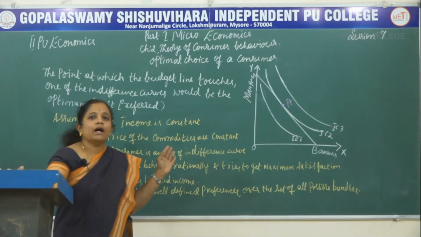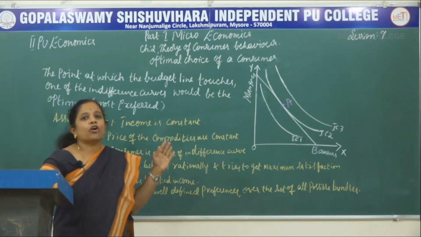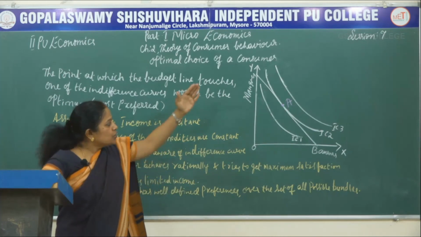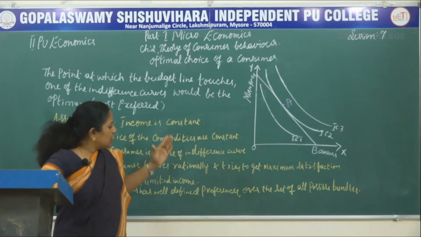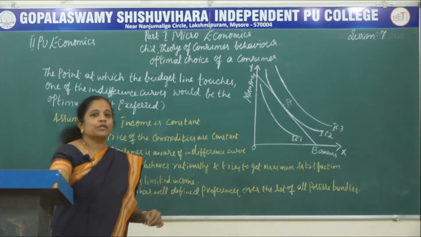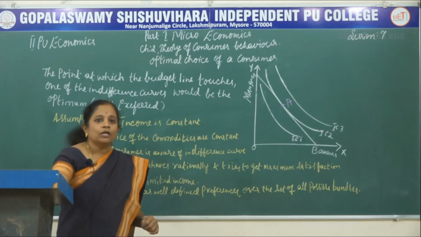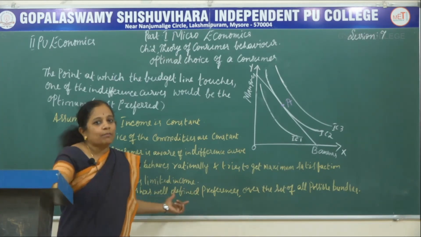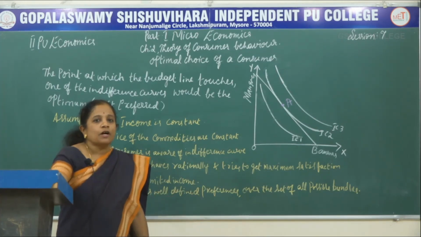A question will be asked to you: explain the optimal choice of the consumer with the help of a diagram. Then you should draw this diagram and also write the assumptions, and you should give an explanation about the diagram and as to how the consumer prefers the product among the other indifference curves. So this is about the optimal choice of the consumer.